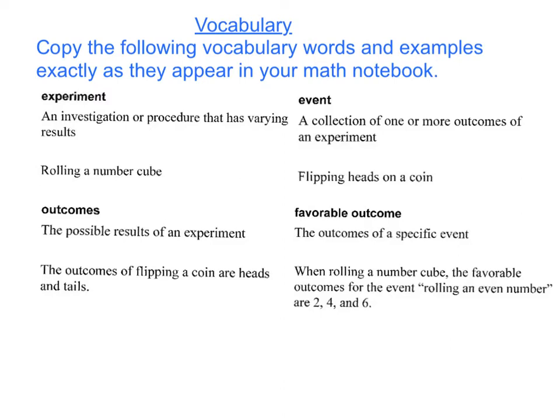Outcomes are the possible results of an experiment. The outcomes of flipping a coin are heads and tails. Favorable outcome is the outcomes of a specific event. When rolling a number cube, the favorable outcomes for the event rolling an even number are 2, 4, and 6.